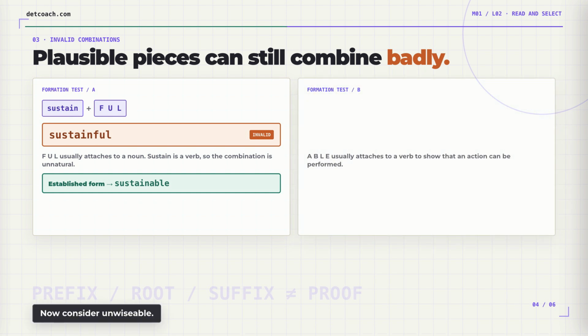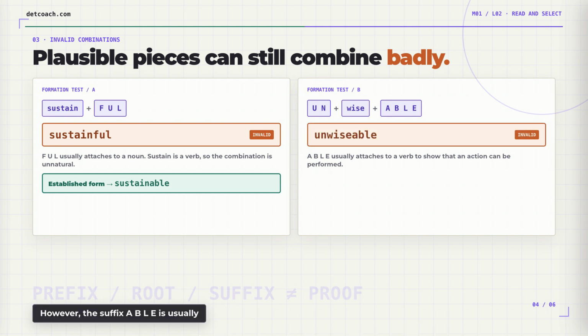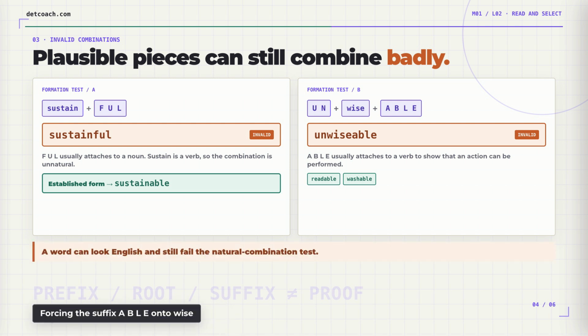Now consider unwiseable. Adding the prefix un to an adjective can indeed create its opposite, and wise is an adjective. However, the suffix able is usually added to a verb to indicate that the action can be performed. For example, readable means able to be read, and washable means able to be washed. Forcing the suffix able onto wise may produce something that looks English, but the result is not a valid word.